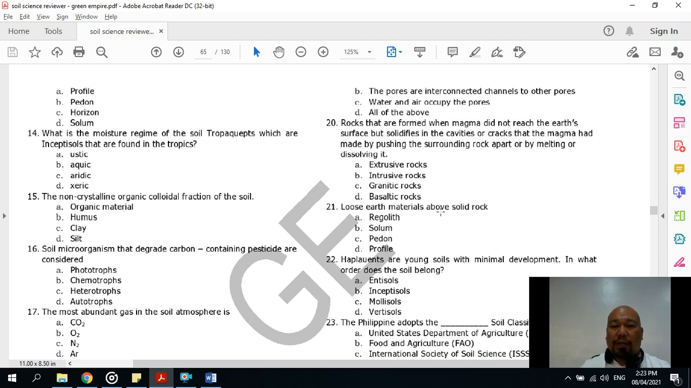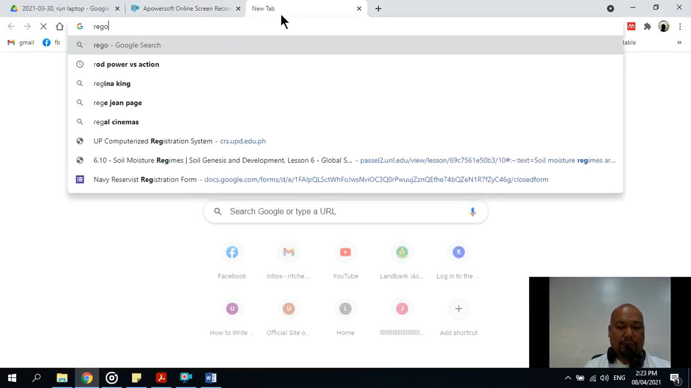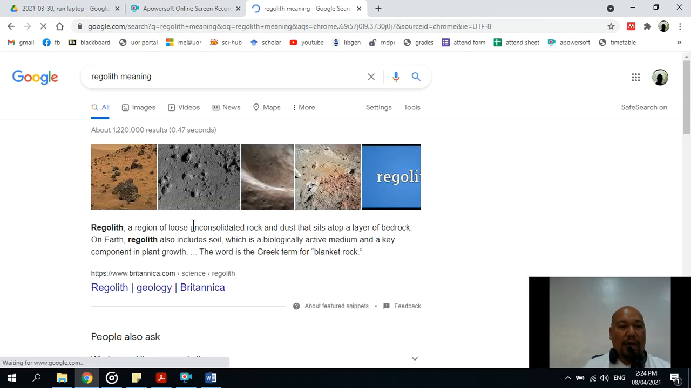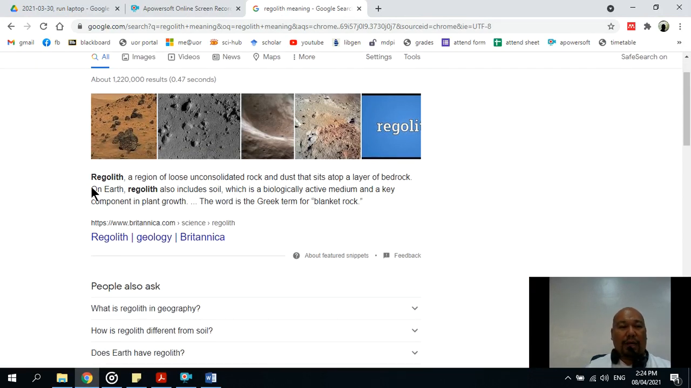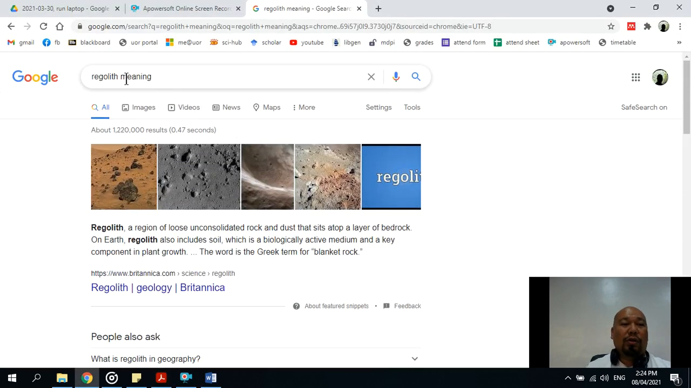21. Loose earth materials above solid rock. Kini gitan-aw tani before. Kalimot na pug ko ani. Loose earth materials above solid rock. I think the correct answer here is regolith. Let me try to look that up. Regolith. A region of loose, unconsolidated rock and dust that sits atop a layer of bedrock. Okay na ha? Klaro kayo na. Okay? The other one nga term, ang solum. Atong tanawon ang solum.